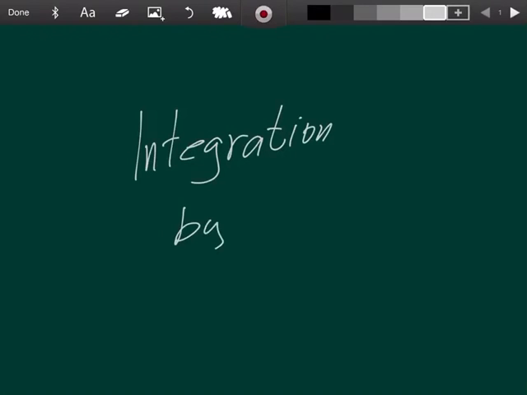Okay, so our lesson for today, class, is integration. It is integration by parts. So, why do we call it integration by parts? Because we are going to divide it into parts.